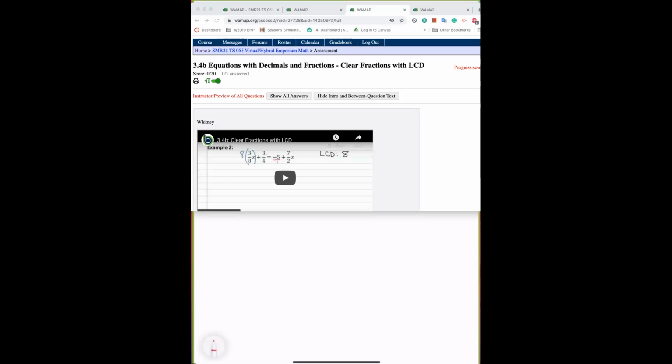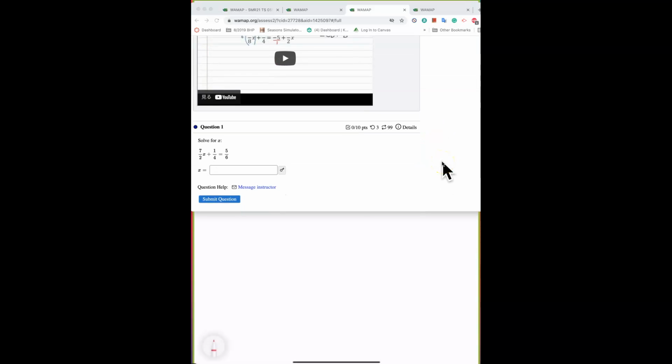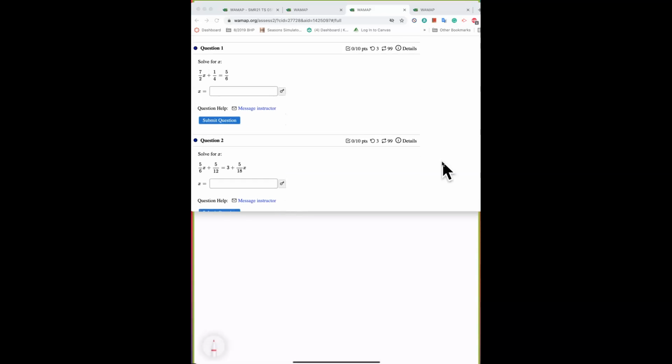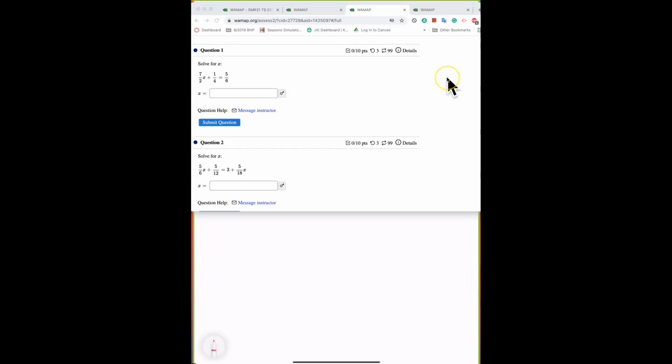Hello everyone. We're going to take a look at Unit 3.4b at WAMAP, equations with fractions. So we just looked at equations with decimals, and this time we're going to look at some with fractions. The problems they give us are solving for x, and the first one is 7 halves x plus 1/4 is equal to 5/6. And the second one, 5/6 x plus 5/12 is equal to 3 plus 5/18 x.